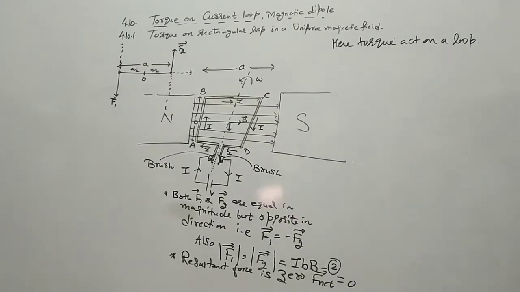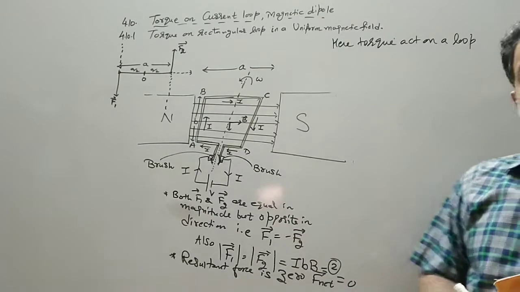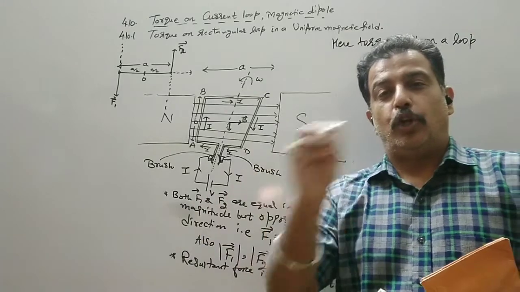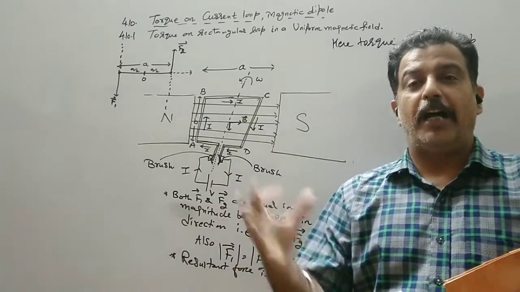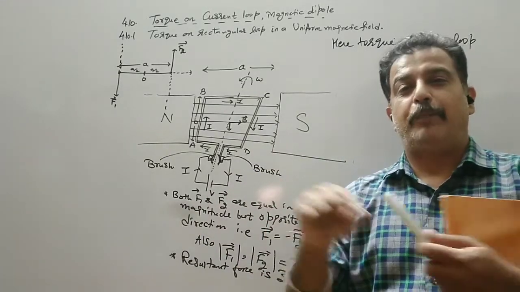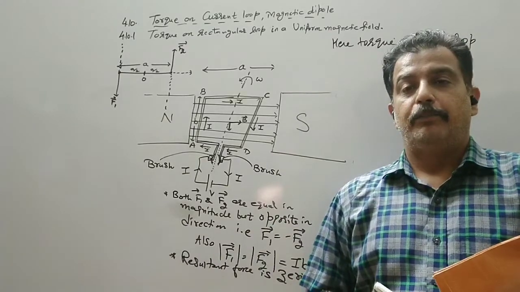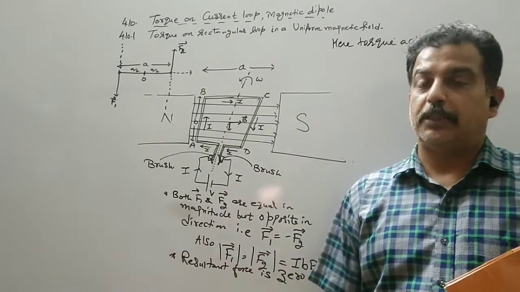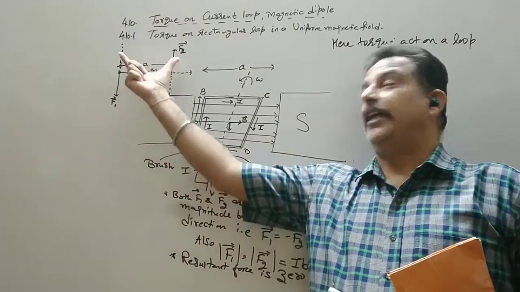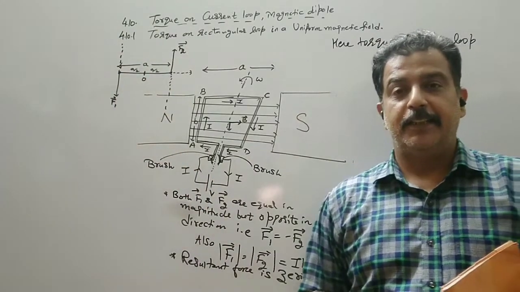Now how will you find out the torque? If I use the term couple, then the torque is defined as the magnitude of either force and the perpendicular distance between the two lines of action of forces. So what is the perpendicular distance? That is A.